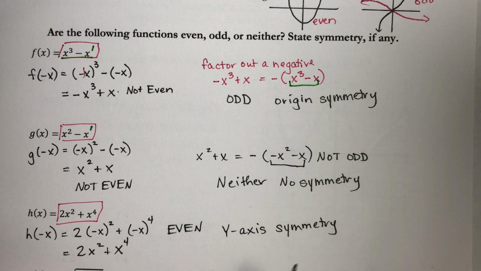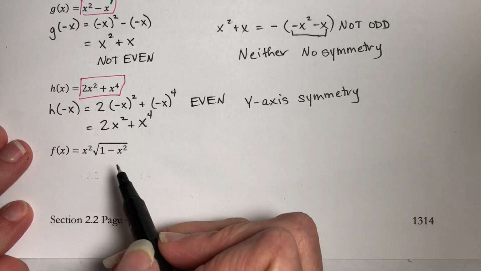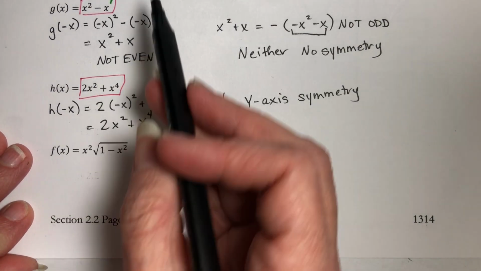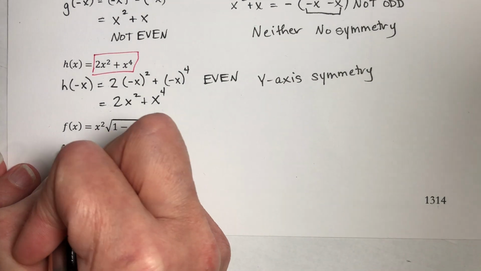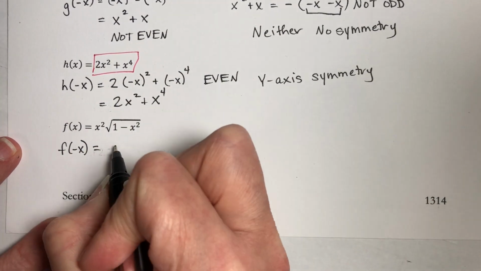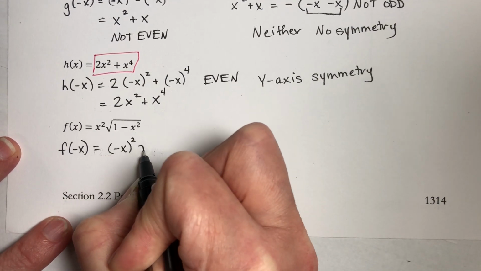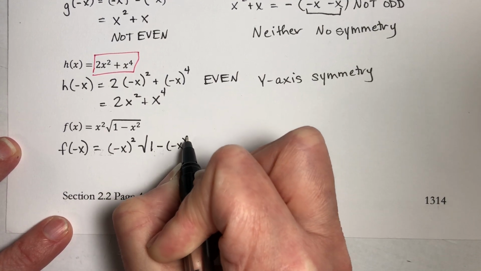Easy, quick check. Okay, now this is not a polynomial. You have the square root in here. So that trick doesn't apply anymore. So the first thing I need to do is find f of negative x. Okay, so this is negative x squared times the square root of 1 minus negative x squared.